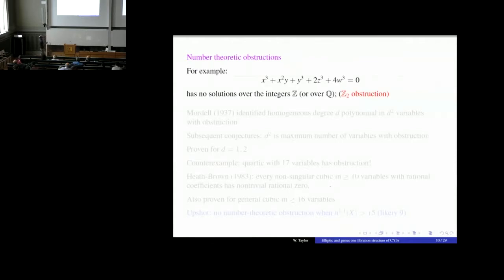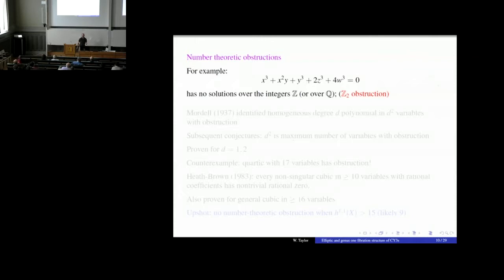Let's take this simple cubic in 4 variables. This cubic equation has no solution over the integers, and it's pretty easy to see that. Let's imagine x is odd and everything else is even. Then this whole thing is odd, and therefore can't equal 0. Similarly, if x and y are both odd, you have the same problem. So that means x has to be even. Similarly, y has to be even.